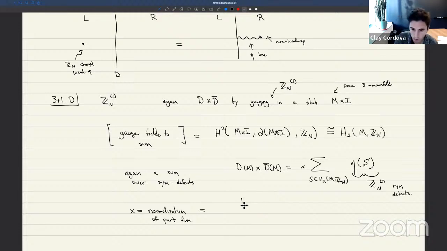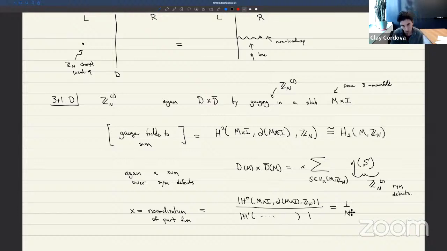So it would now be a ratio of cohomology classes because we have discrete gauge theory, discrete higher form gauge theory. So we need the ratio of this to H_1 of the same stuff. And this is nicely 1 over n, or more generally 1 over the order of the group, independent of what M is. That's a nice fact that holds.